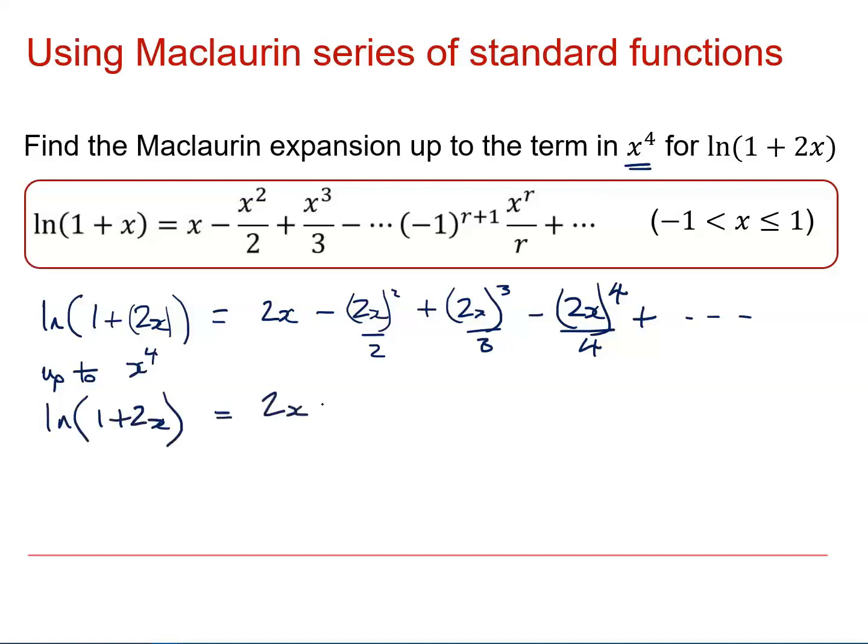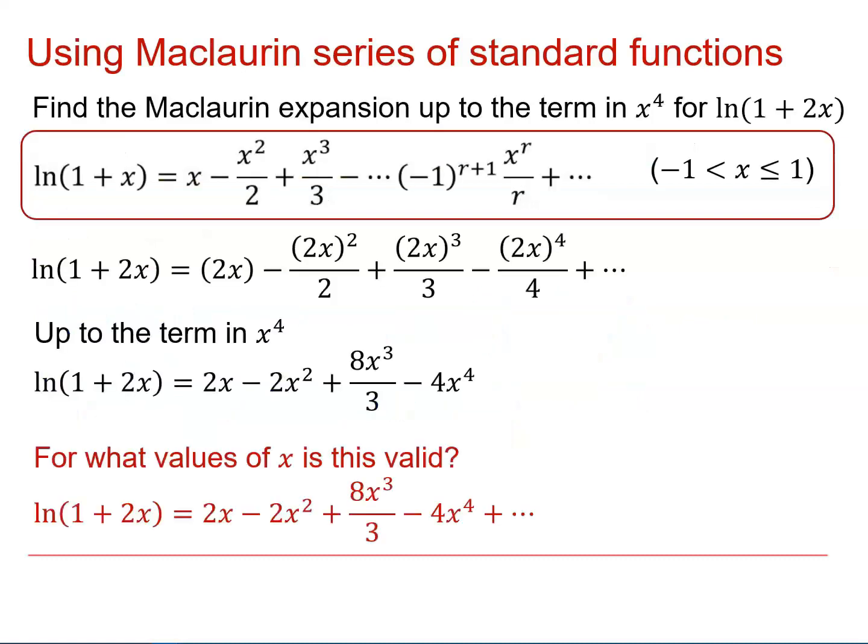is 2x. I'm going to get 4x squared over 2, so that's minus 2x squared. 8x cubed over 3, so that's plus 8x cubed over 3. And then this is 16x to the 4 over 4, so that's minus 4x to the 4. And that's where it stops because I'm only interested up to x to the 4. And again, there's that written up neatly for you. There's putting the 2x in place of the x in this expansion. And there's the first 4 terms worked out.